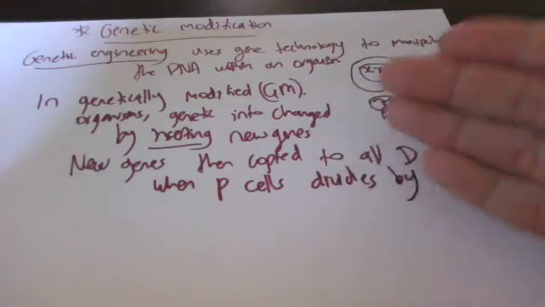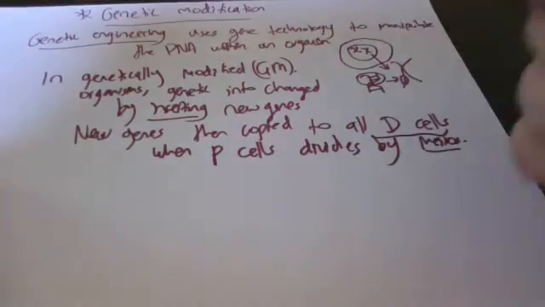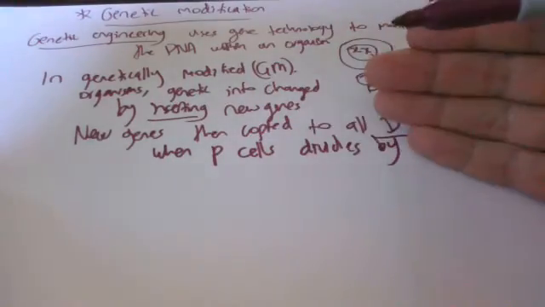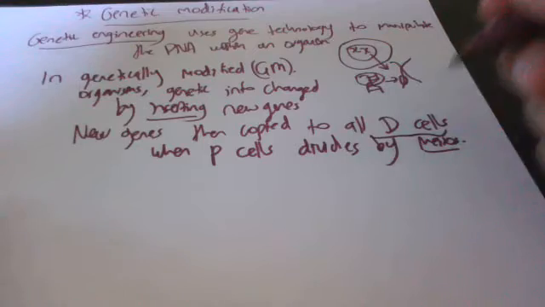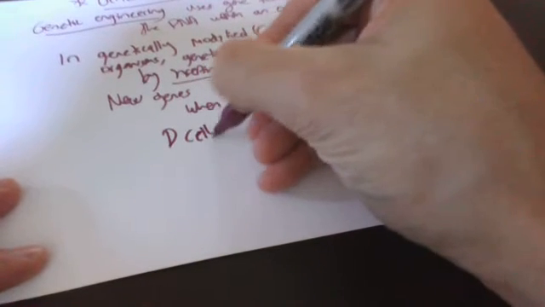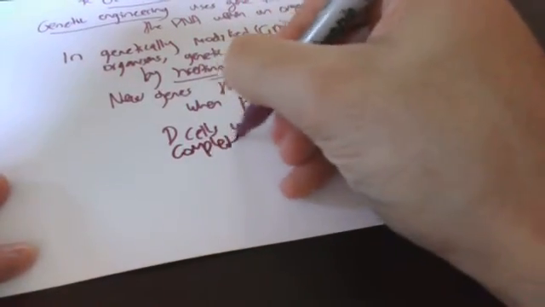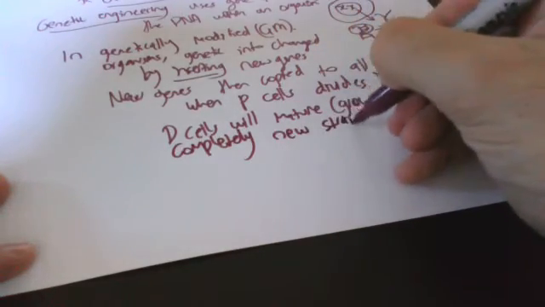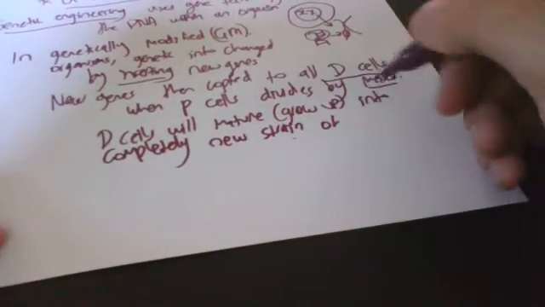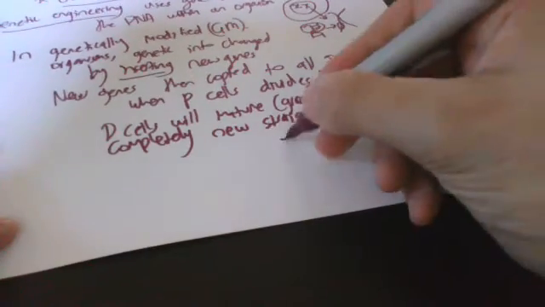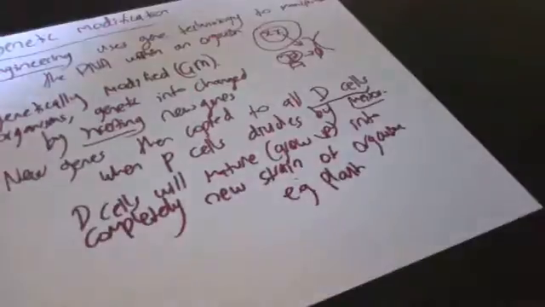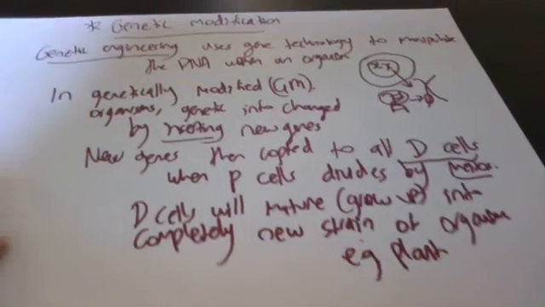And then these modified cells will mature. The daughter cells will mature, grow up in other words, into a completely new strain. Strain is type, in other words, type of organism. For example, it could be a new plant, say, or a new type of animal. So that's genetic engineering. Let me now talk about gene technology.